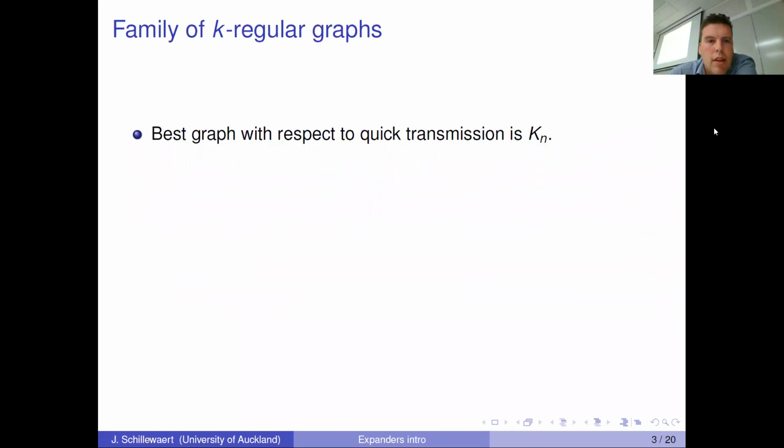So we're going to look at k-regular graphs. k will be a fixed number, and k-regular means that every vertex is connected to exactly k neighbors. Why are we going to do that? Well, if the only thing you're interested in is quick transmission, then the best graph in the world on n vertices is the complete graph, K_n, because you can go from any vertex to any other vertex in 1 step. From that point of view, there is nothing better than K_n.